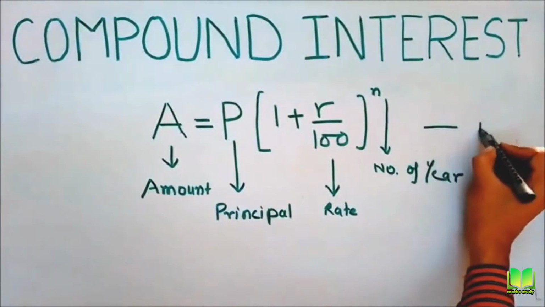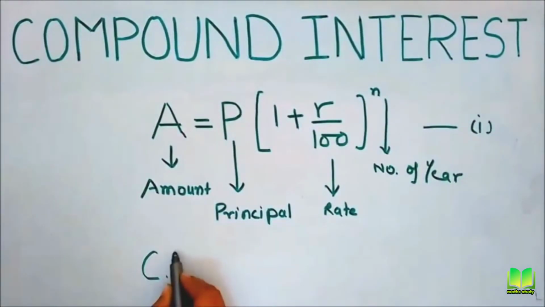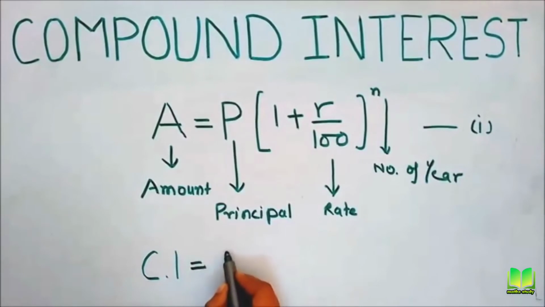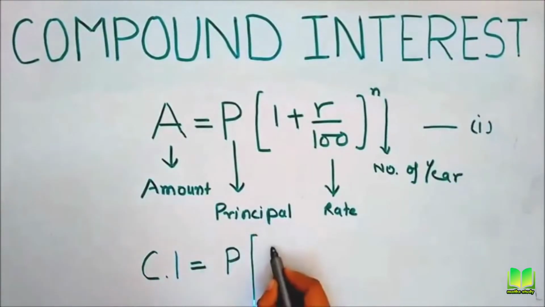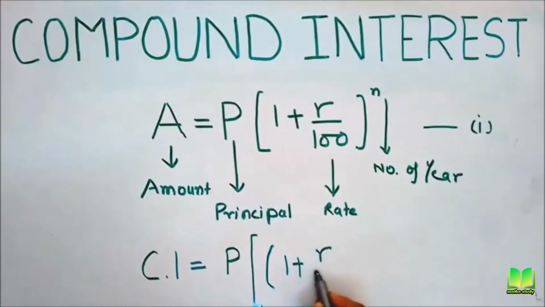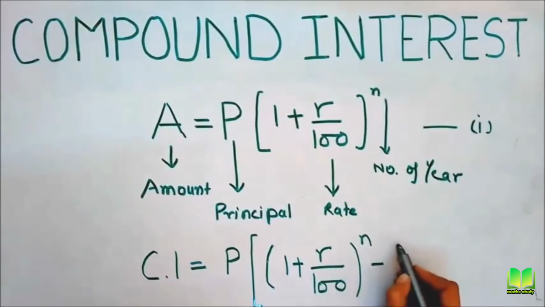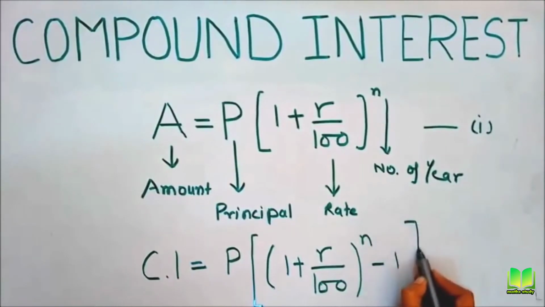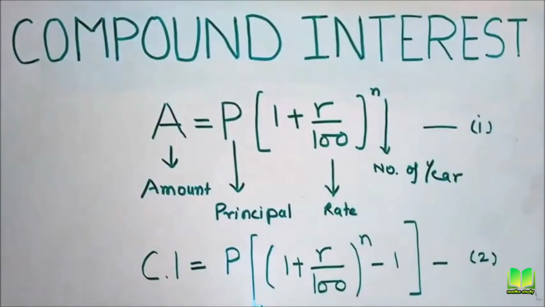We have another formula, that is compound interest is equal to principal [(1 plus r divided by 100) whole power n minus 1]. Using these two formulas we can solve compound interest questions easily.